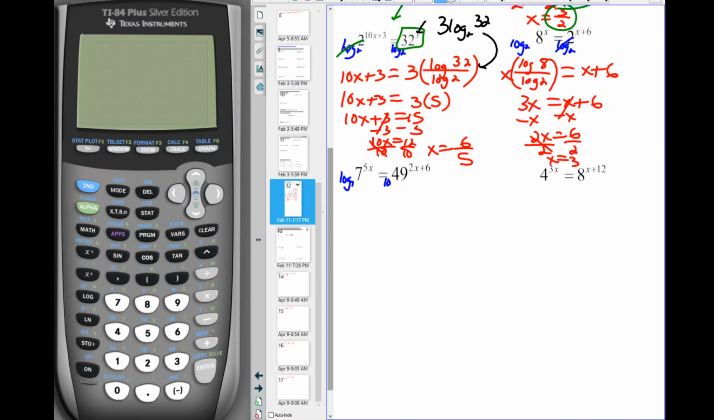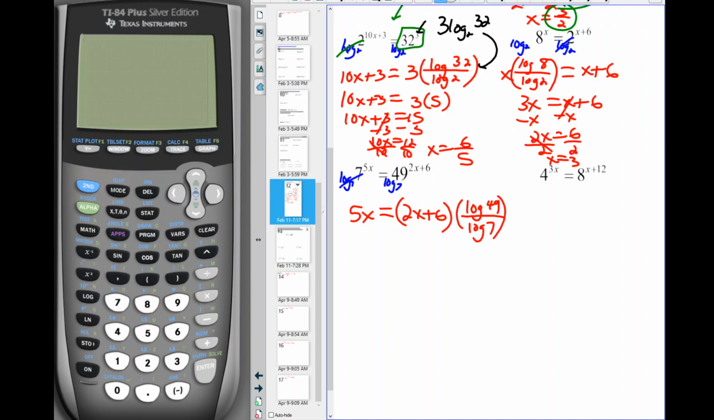Log base 7 on both sides. So 5x is equal to, Hannah, be careful with this one. I'm going to use the power property to bring the 2x plus 6 to the front, but since there's more than one term, I'm going to put that in parentheses. Then I'll execute change of base, so that gets multiplied by log 49 divided by log 7.